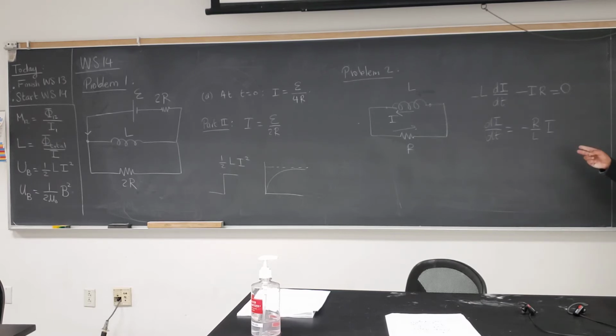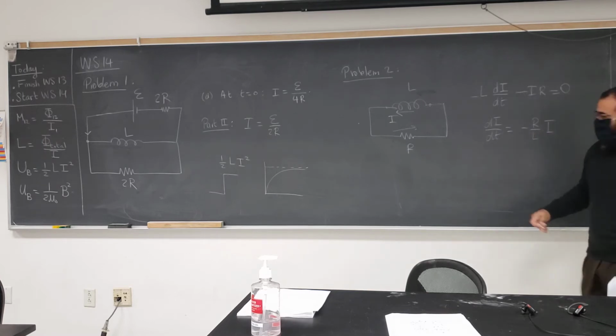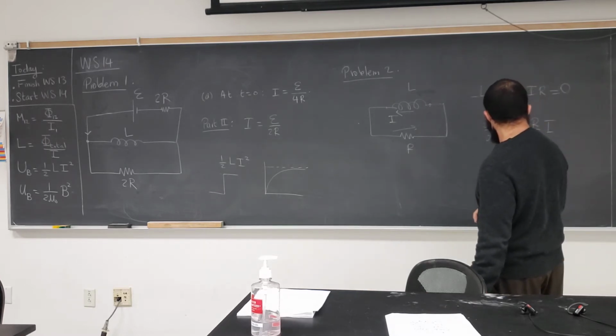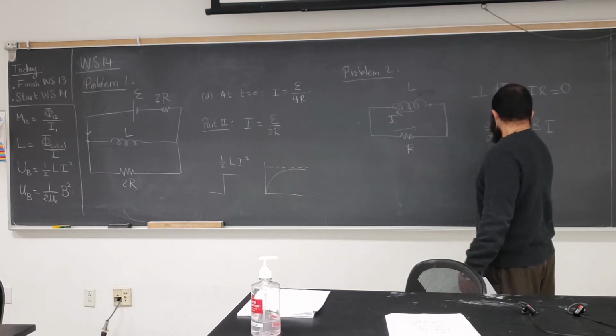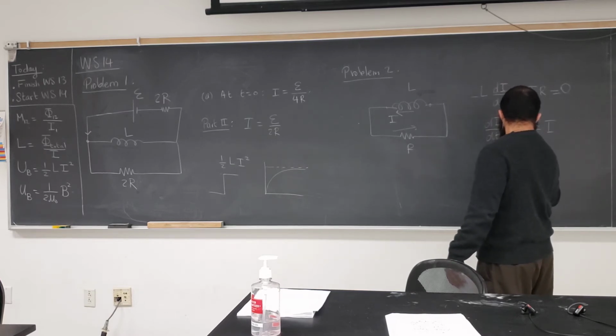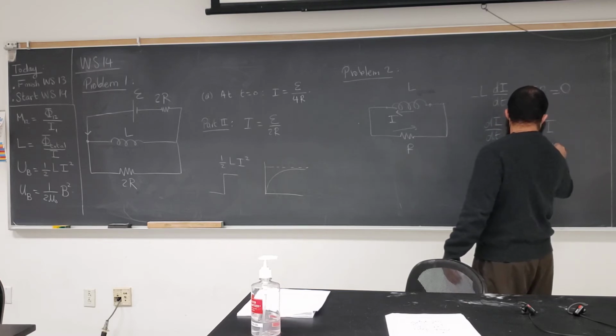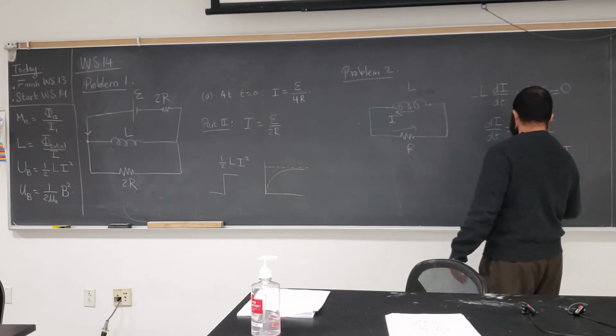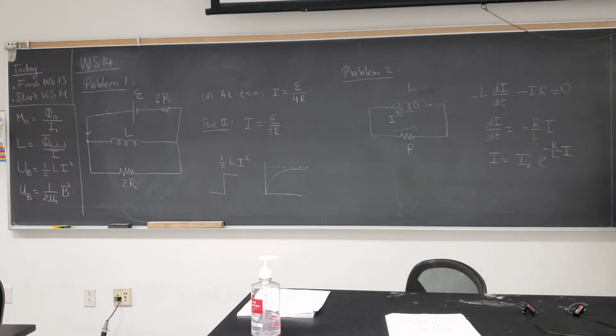And we did this in class. Remember, we solved this, and in fact, let's solve it right now. The current will therefore equal I0, whatever the current was initially, and then e to the minus R over L times t, right? That's the solution to this differential equation. So that was part one.